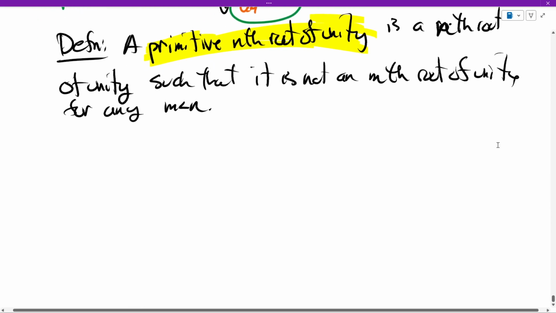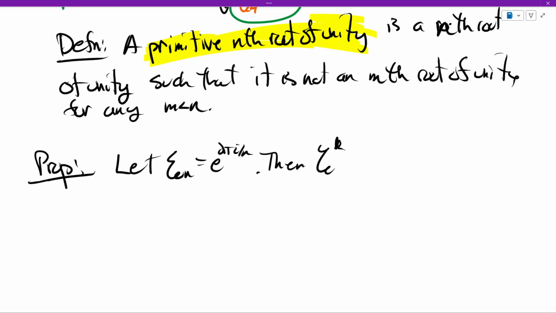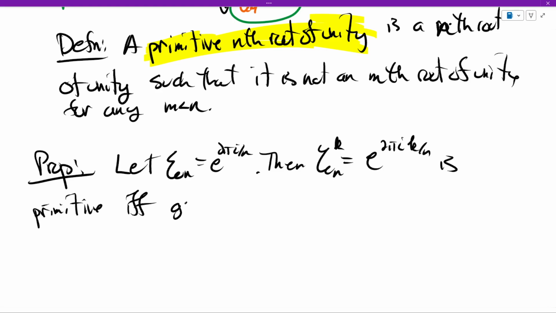And a proposition for detecting them, these are detectable. Let's let zeta n be as before, the standard primitive nth root of unity is what we'll call it. Then zeta sub n to the k, which is e to the 2 pi i k over n, you just raise it to the kth power, is primitive if and only if the GCD of k and n is 1. That is, k is relatively prime to n.